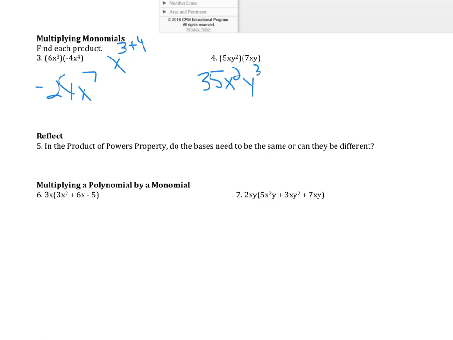So a little reflection. In the product of powers property, do the bases need to be the same, or can they be different? Write your answer to that. We'll discuss that in class.